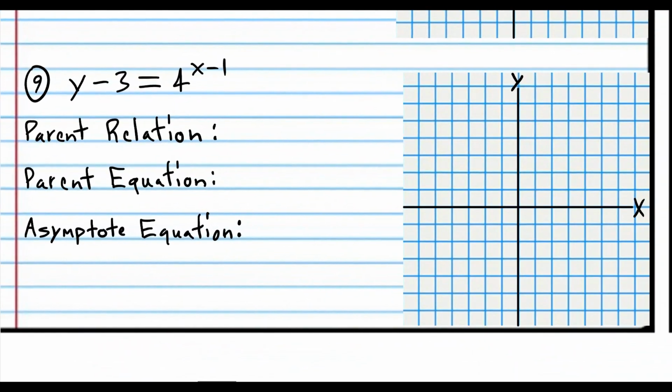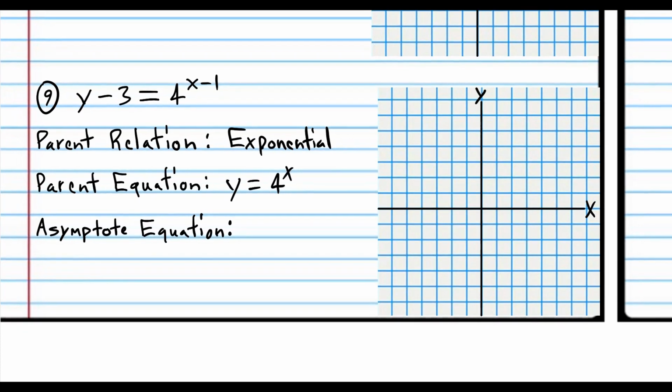Let's try one more of these before you try one on your own. This is obviously the exponential parent relation. The parent equation is y is equal to 4 to the x, because, again, our base is 4 here, so I know it's going to be 4 now. Notice that the bases are changing, so the shape of the graph changes. Now we're going to look to the origin and move 1 to the right and 3 up. Again, because we're subtracting 1 from x and subtracting 3 from y.